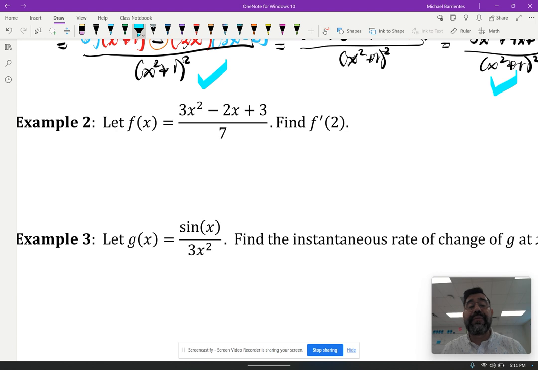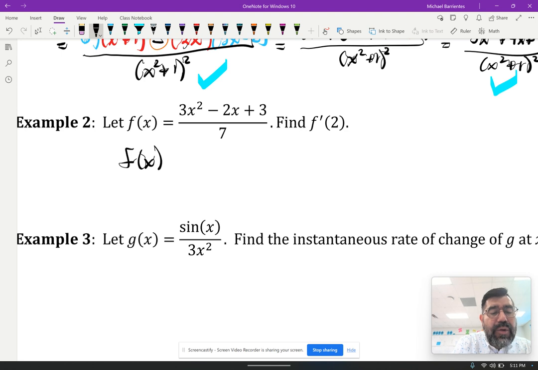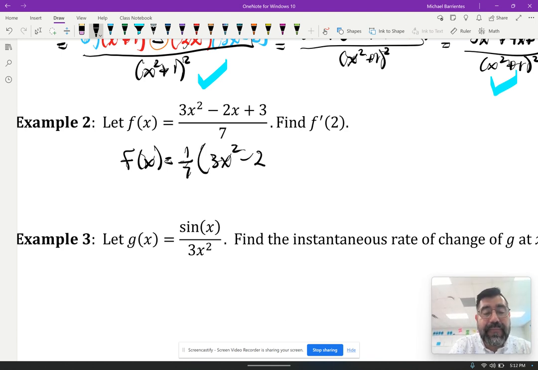However, whenever we're dividing by a constant, it's going to be a lot of time saved if we rewrite it. Notice I'm not finding the derivative. I'm just rewriting the original function, because dividing by 7 is the same thing as multiplying by 1/7. And so if I rewrite it like this, I don't have to use the quotient rule. I don't even have to do the product rule, because one of the things I'm multiplying is a constant.